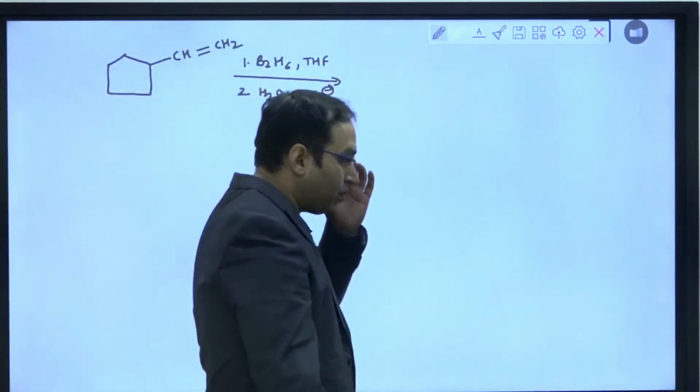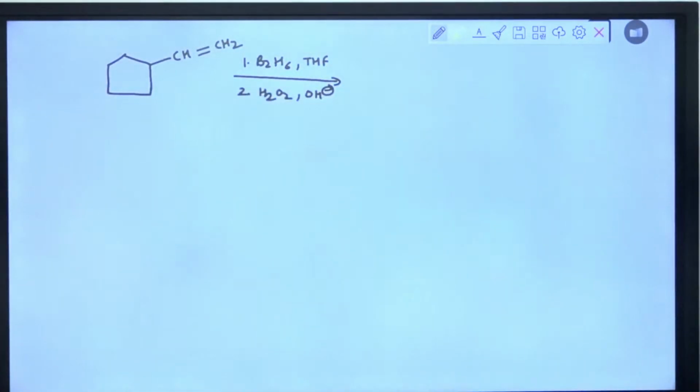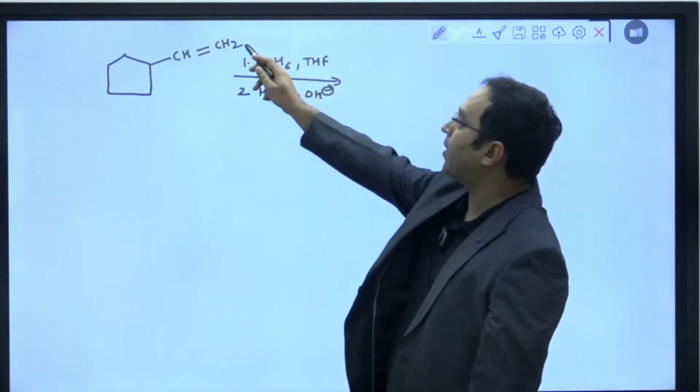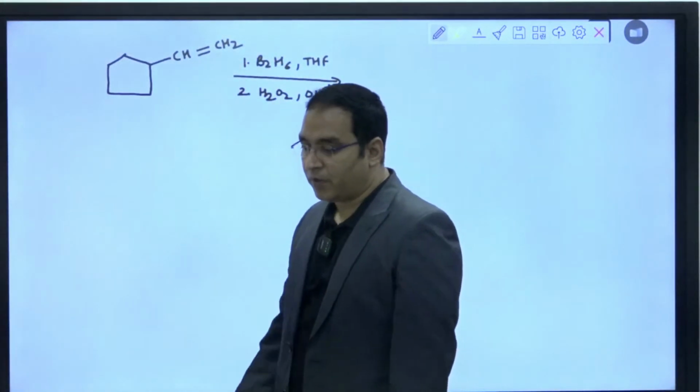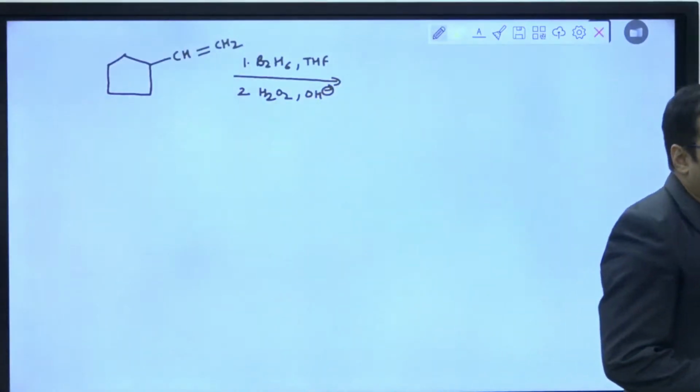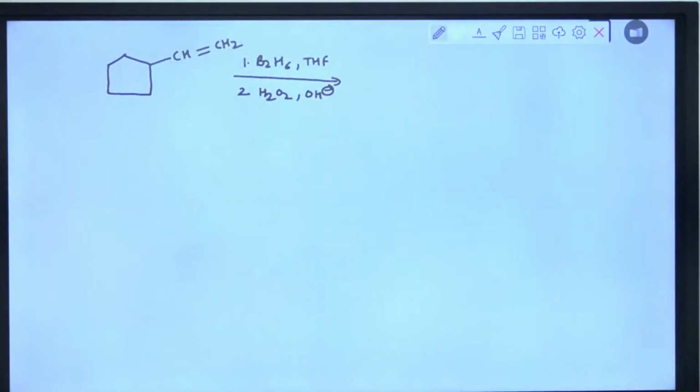Draw the mechanism. Draw the mechanism and product. You know the product: OH will come here, H will come here, right? But what is the mechanism? Draw the mechanism, just for practice.